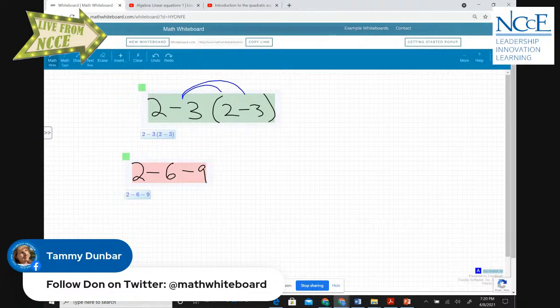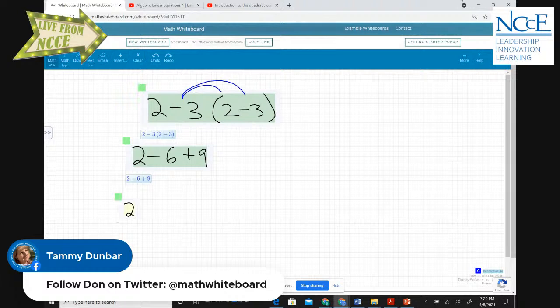Oh, wait a second, it's not the same color as the first step. That means I must have done something wrong. Oh, you know what? I forgot to multiply. It's minus times a minus, that's a plus, right? Okay, oh, it's the same color, cool. So I've gotten the first step correct. Now I can go on to the next step.